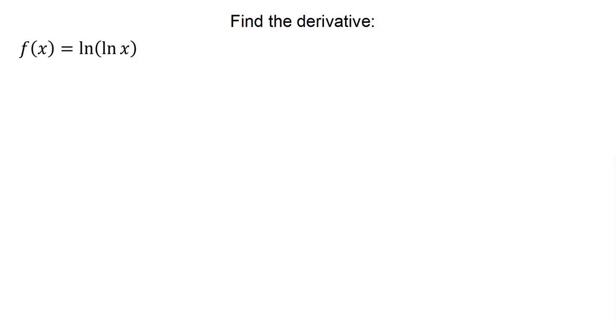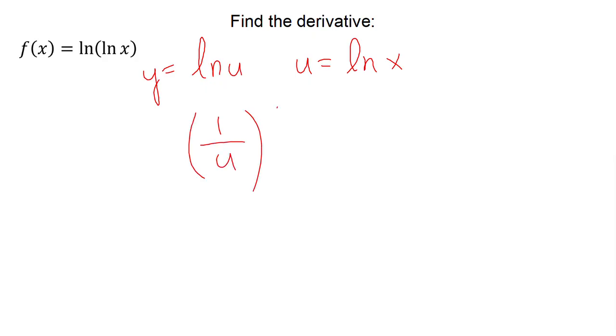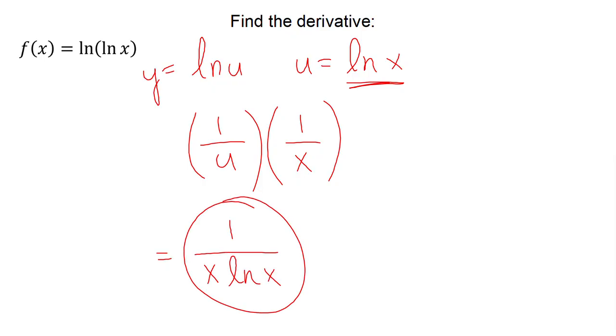And our last one here is the natural log of the natural log of x. So this one, we have the natural log of u, where u is the natural log of x. And so if we take the derivatives of each of these, y equals ln u, that derivative becomes 1 over u, and the derivative of ln x becomes 1 over x. So effectively, we have 1 over u times x. Well, u is ln x, so this is 1 over x ln of x.